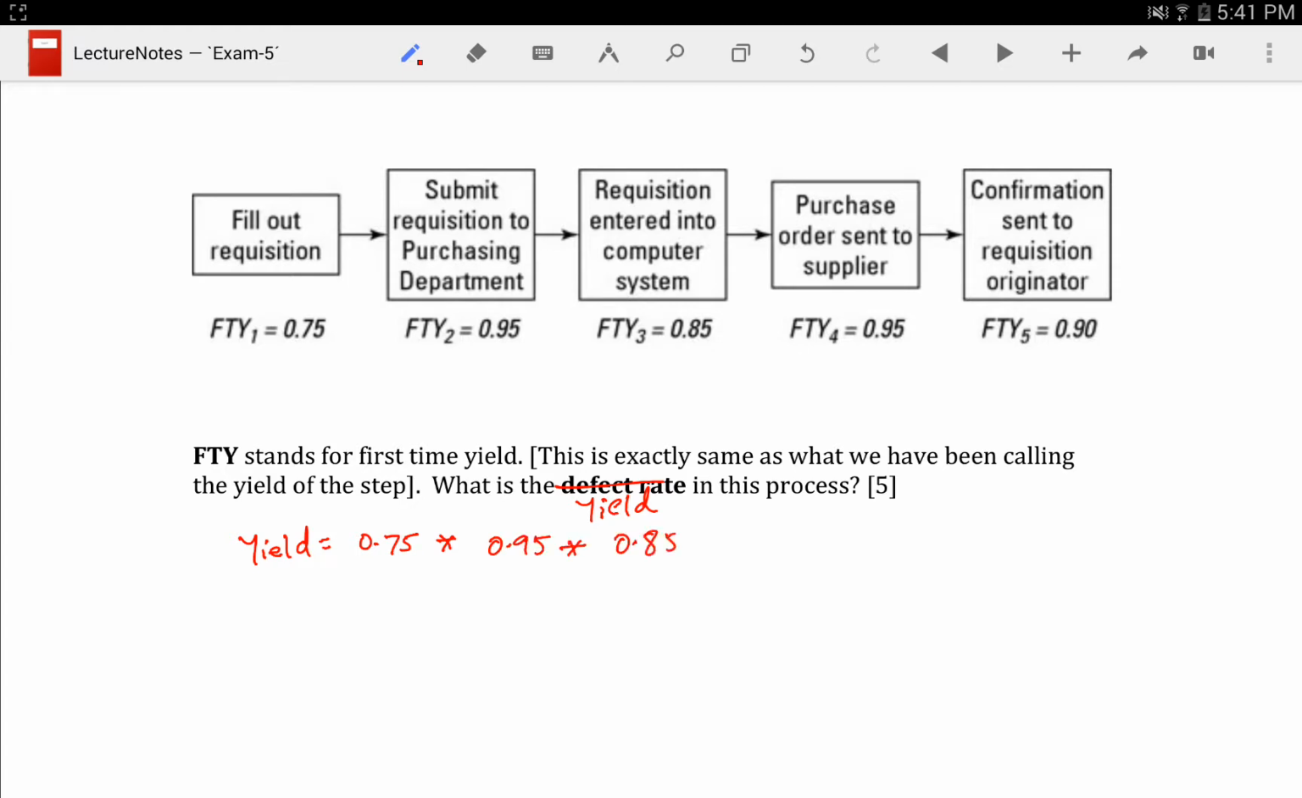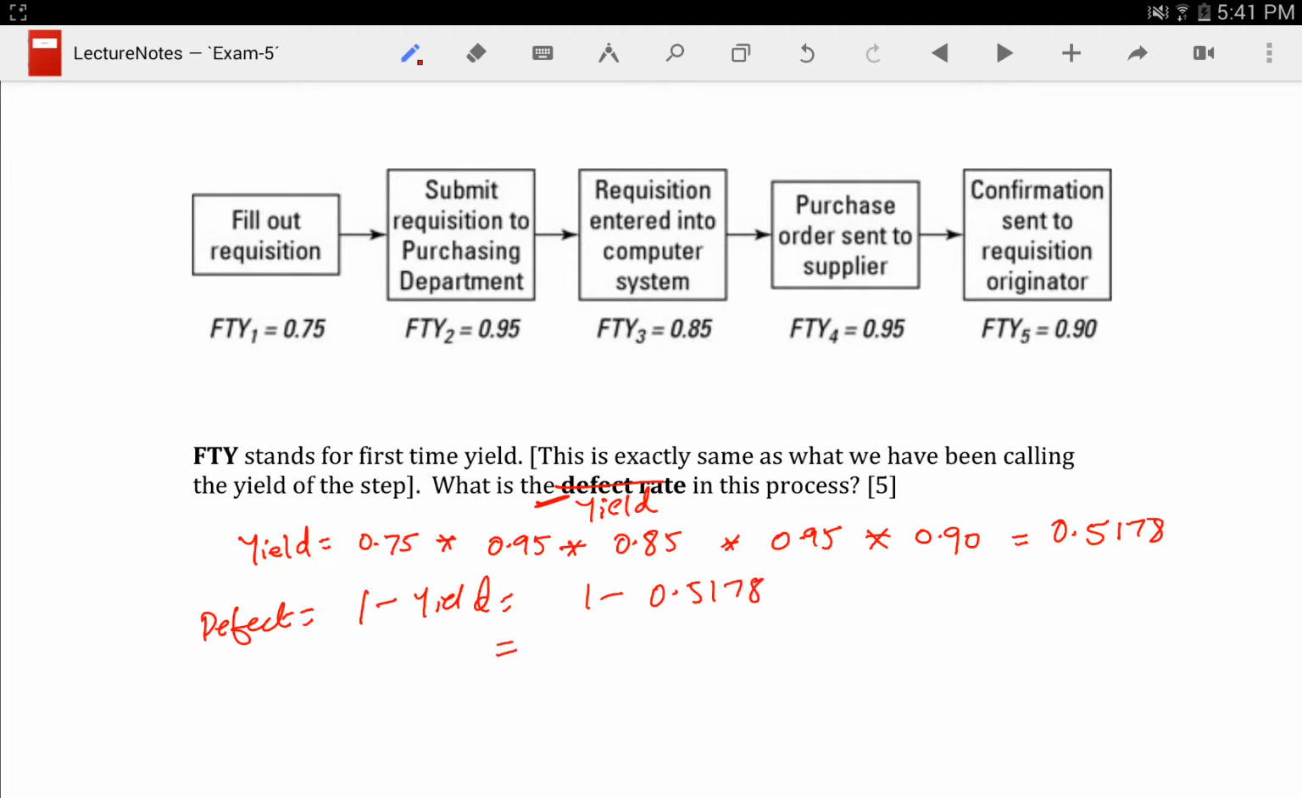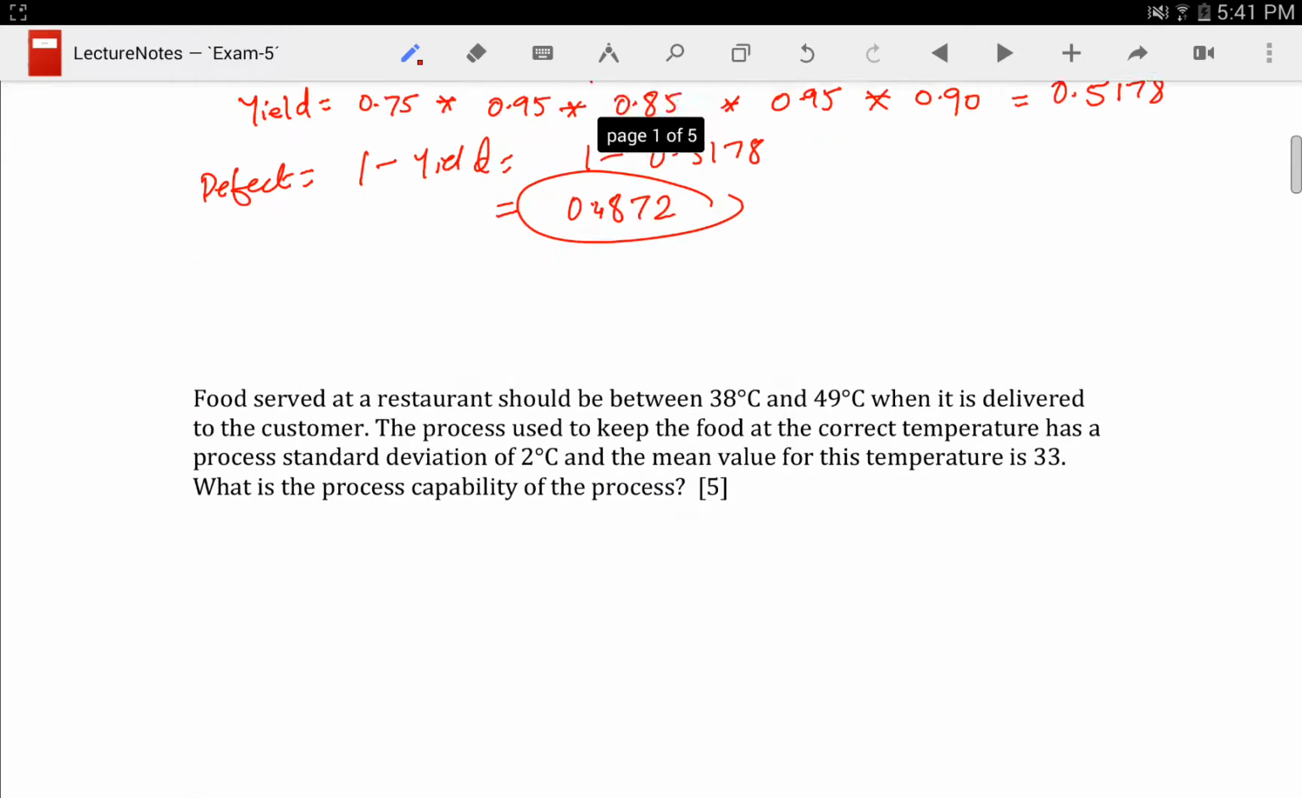If everybody has to do it right, the yield is just a multiplication of all the yields. 0.95 times 0.85 times 0.95 times 0.90, which comes out to be about 0.5178. But that's not what the question is asking. The question is asking for defect. Defect is nothing but 1 minus yield, making this 1 minus 0.5178. So the defect rate is 0.4872. That is your defect rate.